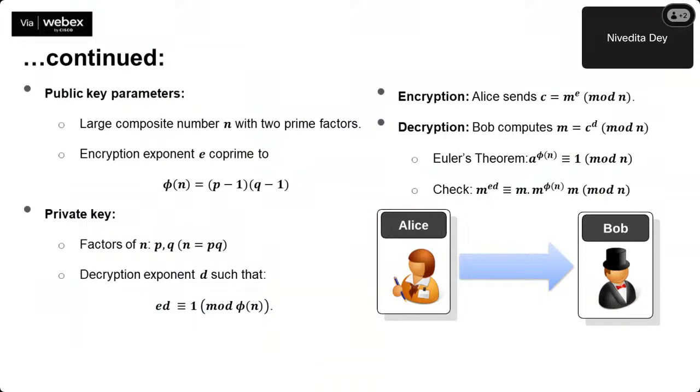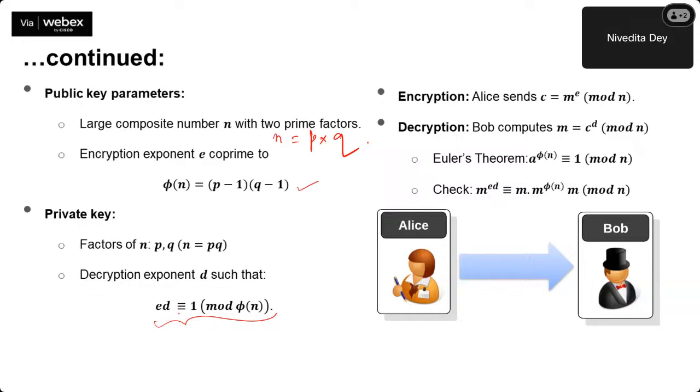This is the RSA algorithm, where we have a large composite number n with two prime factors. We incorporate phi(n), and n is the product of p and q. Phi(n) we compute as (p minus 1) times (q minus 1). Then the private key relates to one of the factors of n.